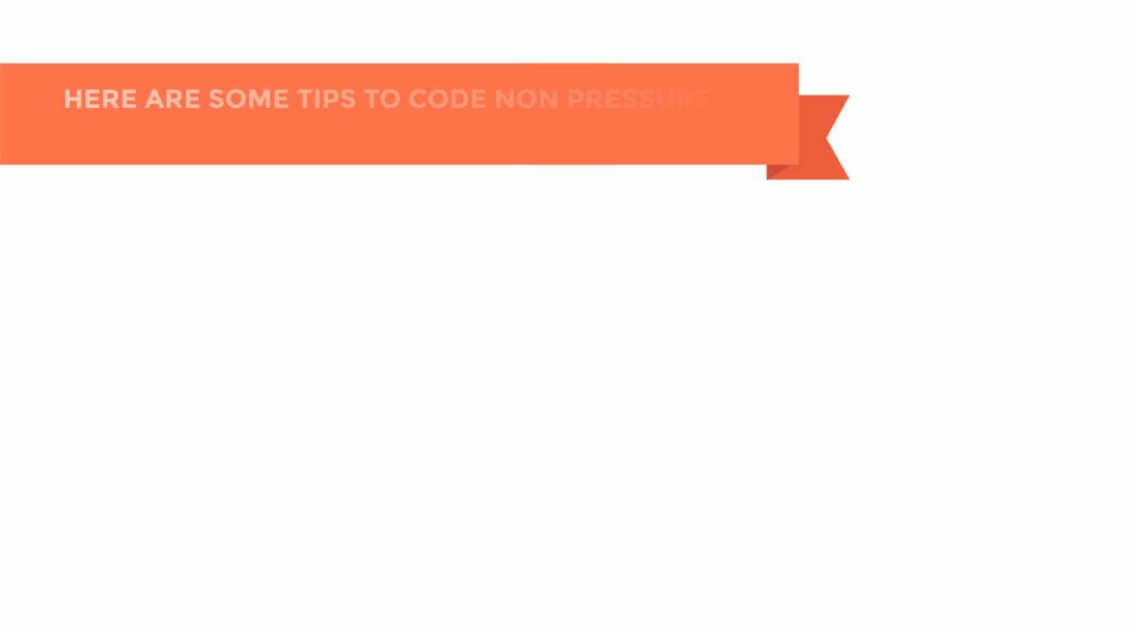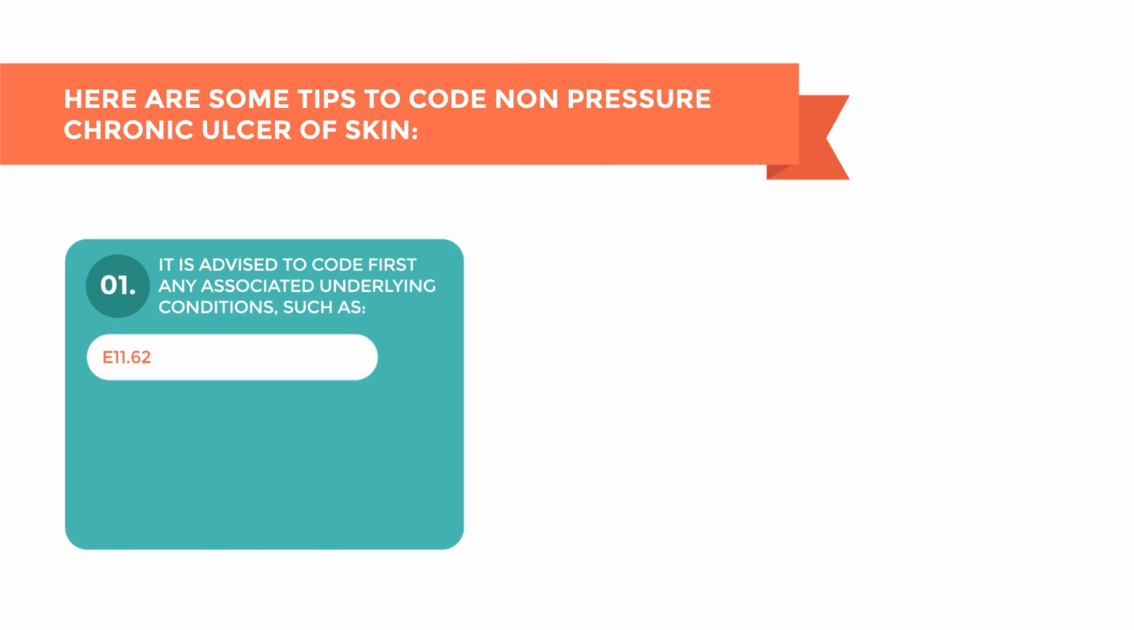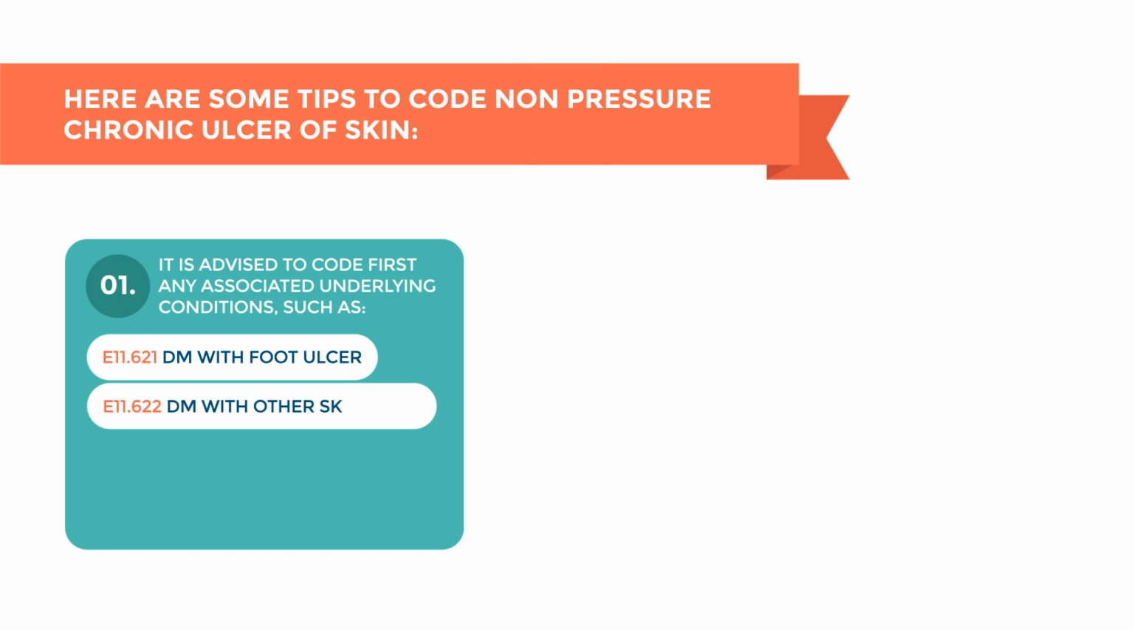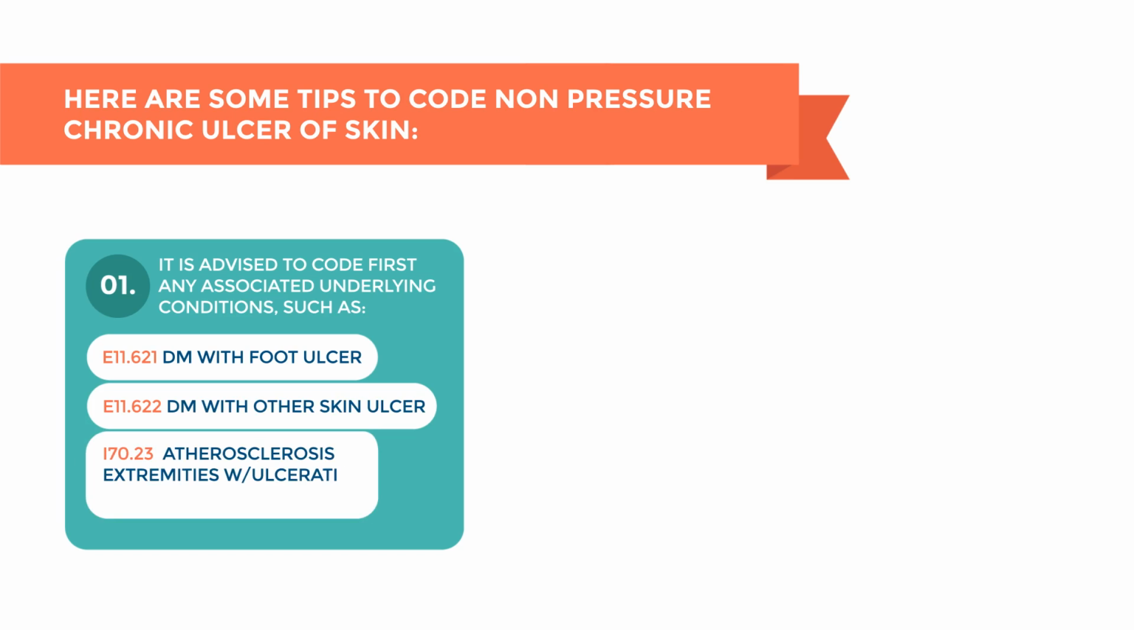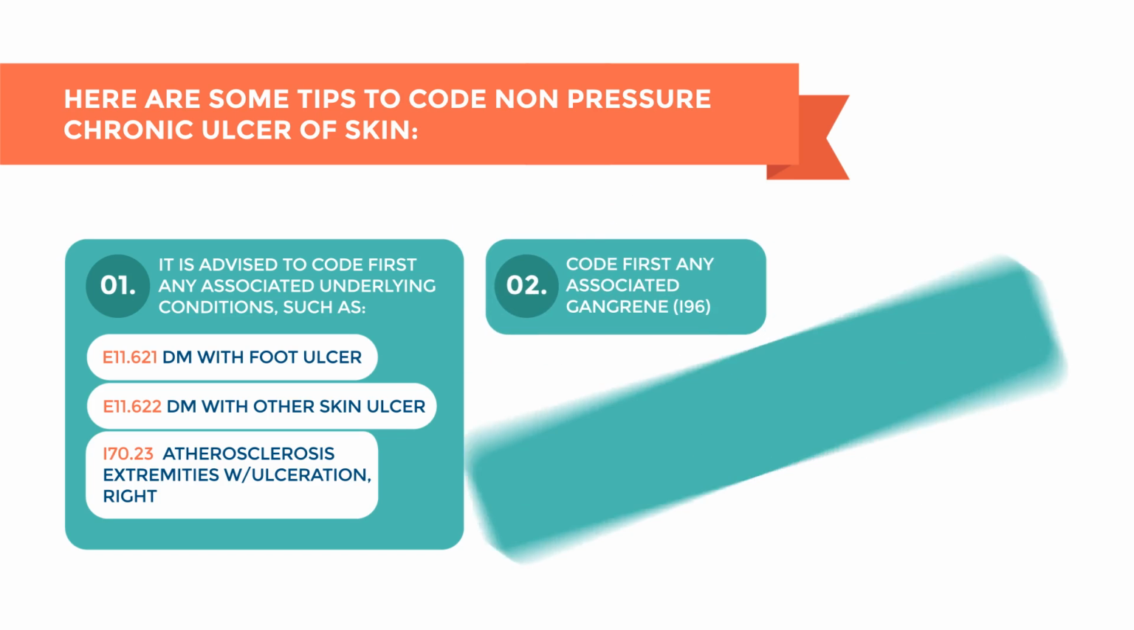Here are some tips to code non-pressure chronic ulcer of skin. 1. It is advised to code first any associated underlying conditions, such as E11.621 DM with foot ulcer, E11.622 DM with other skin ulcer, I70.23 atherosclerosis extremities with ulceration, right. 2. Code first any associated gangrene, I96.